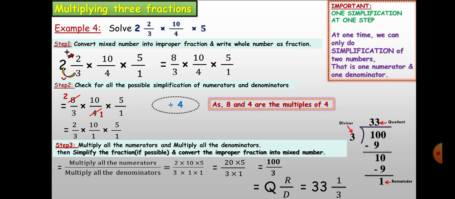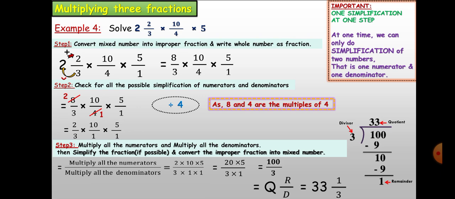So, multiplying three fractions, let me tell you one important point about this: one simplification at one step. At one time we can do only one simplification of two numbers. So that means one denominator and one numerator we can simplify at one time.